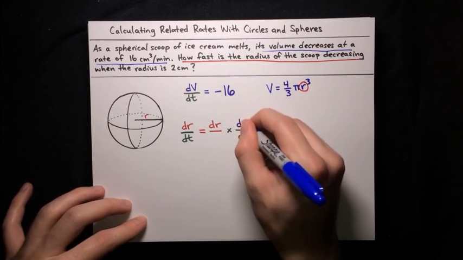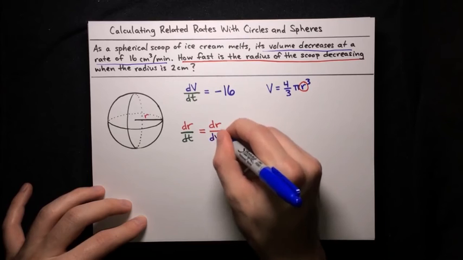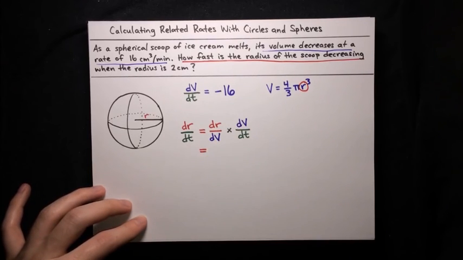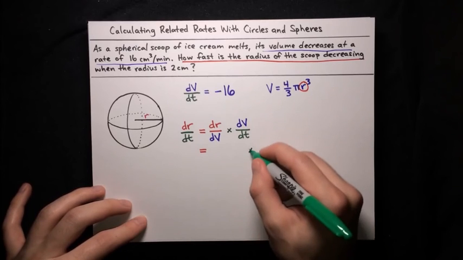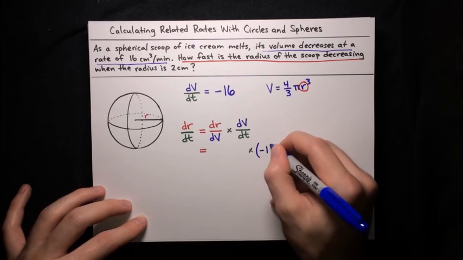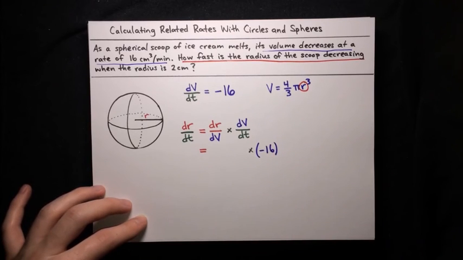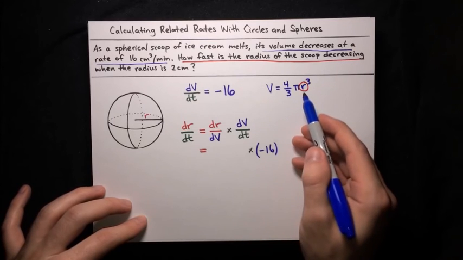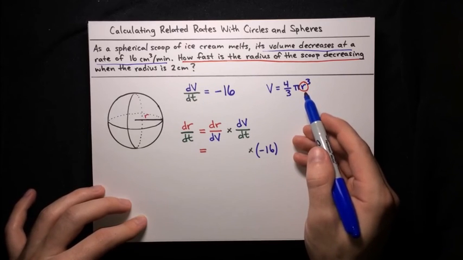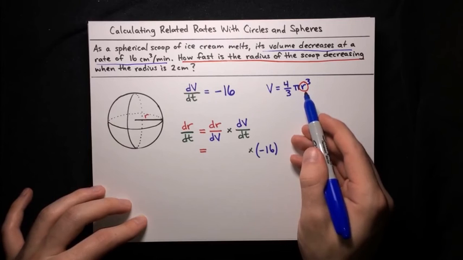So plug in dv on top and on bottom here. Let's just take a moment to simplify this. Plug in our dv/dt. We know that's just -16, so let's go ahead and plug in that -16. So times -16. And let's also figure out what dr/dv is. So really that's just going to involve solving this equation for r and then taking the derivative. But before we go ahead and do that, let's just think for a second, is there a way to speed up the computations here? What we're about to do is going to be a little bit computationally intensive.